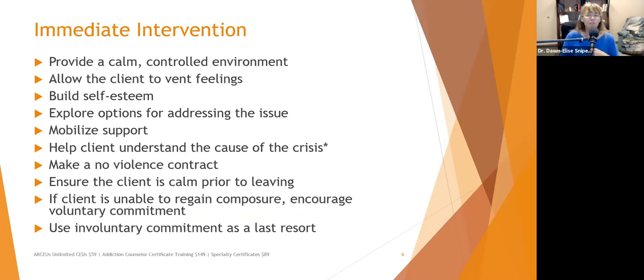You also need to work with the client. If the client's in your office or on the phone and you've got contact with the person, provide a calm, controlled environment. Don't get all freaked out. Just say, okay, you are really irate right now. I get it. Allow the client to vent feelings and build self-esteem. Help them see how they've handled other challenging situations in the past. Whatever you can do to help the person get a sense of self-efficacy.